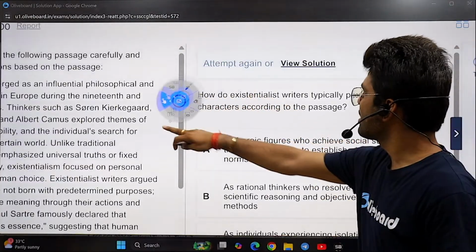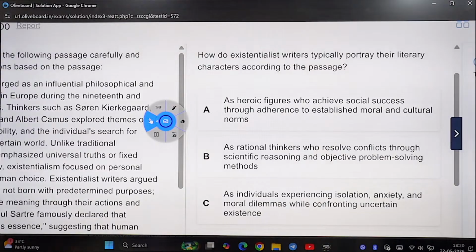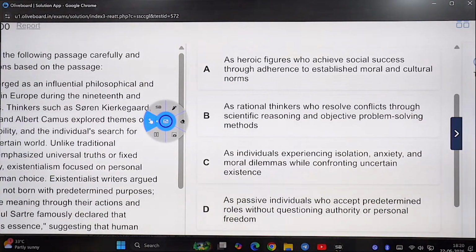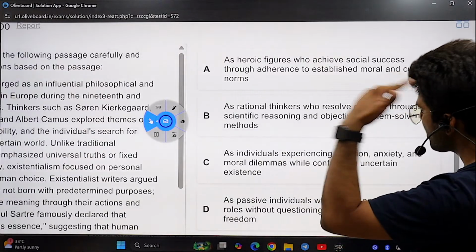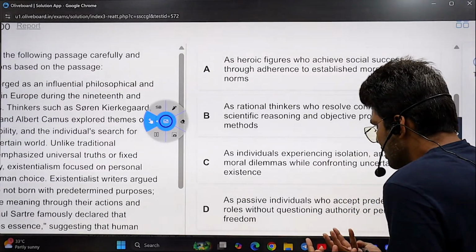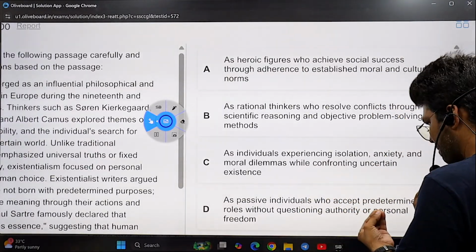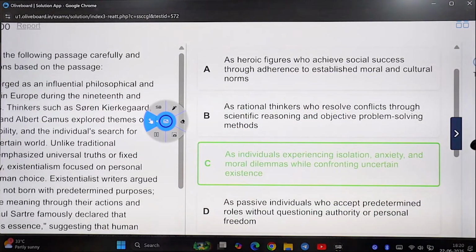How do existentialist writers portray their literary characters according to the passage? How do they portray their characters? Heroic figures? No. Rational thinkers? We don't have any heroic figure in the passage. We don't have rational thinkers who resolve conflicts in the passage. We have individuals who have their own identity. Passive individuals? Why? How? We are defining ourselves. We are not passive.